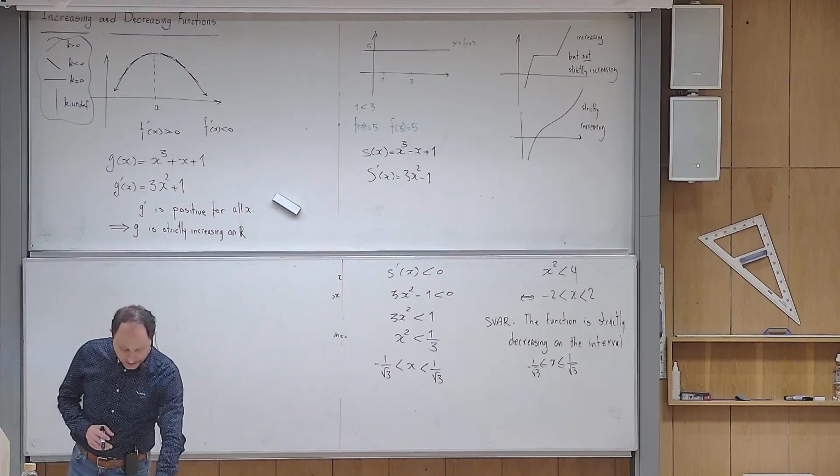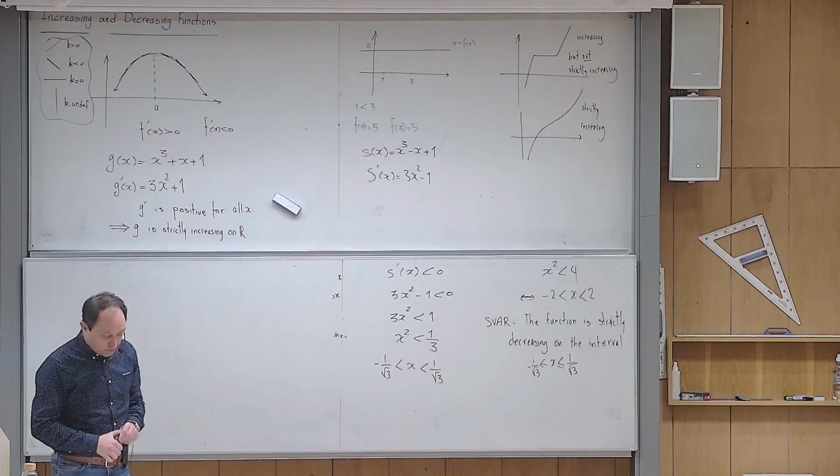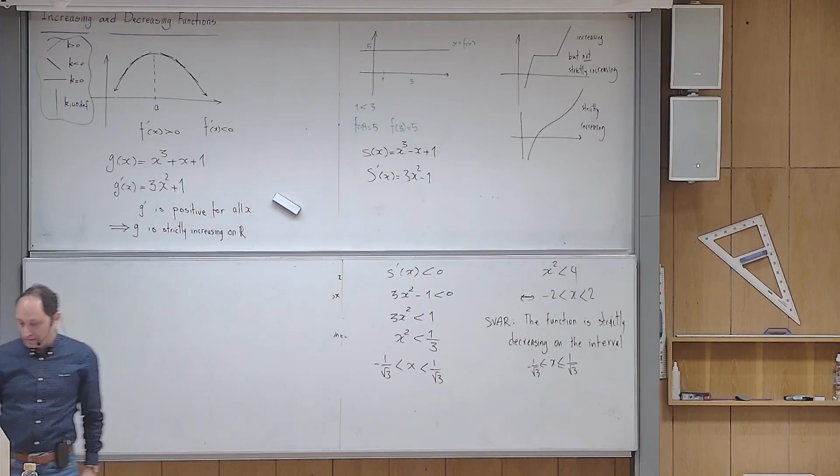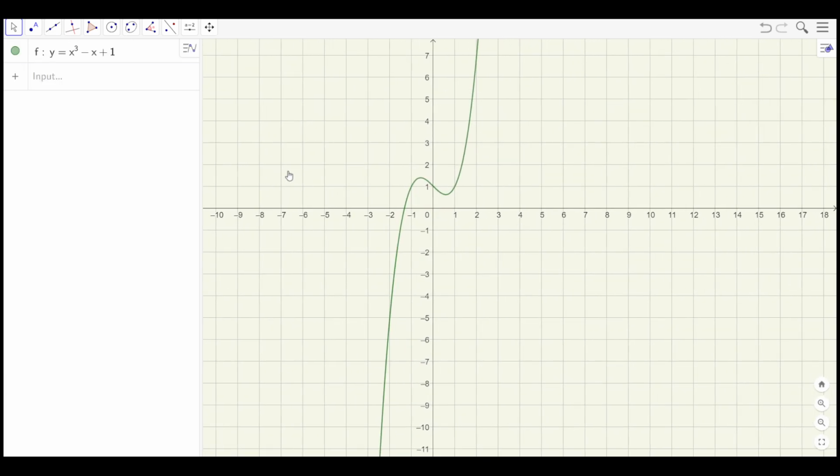So actually, this is essentially the lesson. Let us, by the way, check it on GeoGebra. That's probably a good idea at this point. Let us put that function here. I just write y instead of s of x, and the function was x to the power of 3 minus x plus 1, yes? Oh, I made a mistake. Minus x plus 1. So that's the function that you see here, yes?